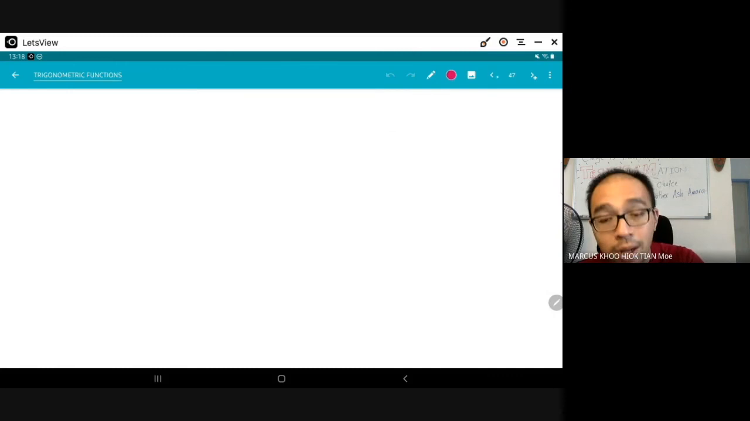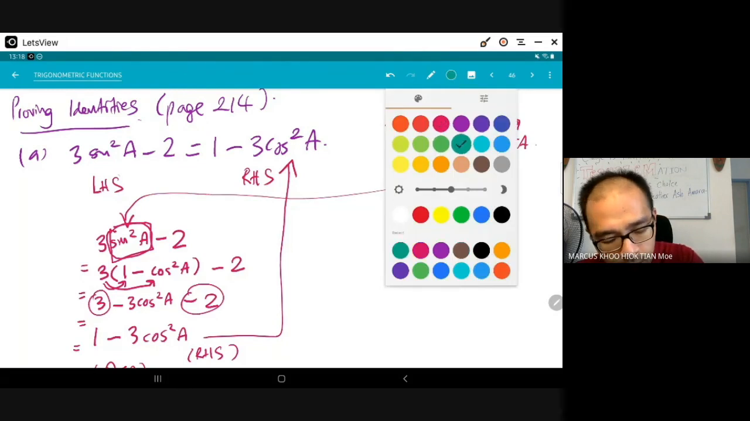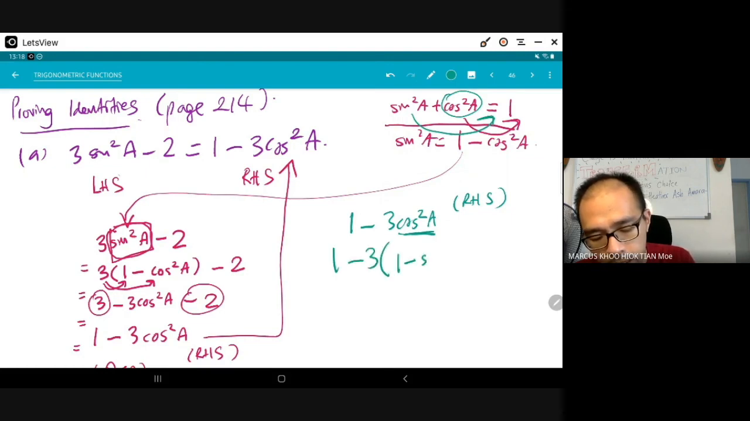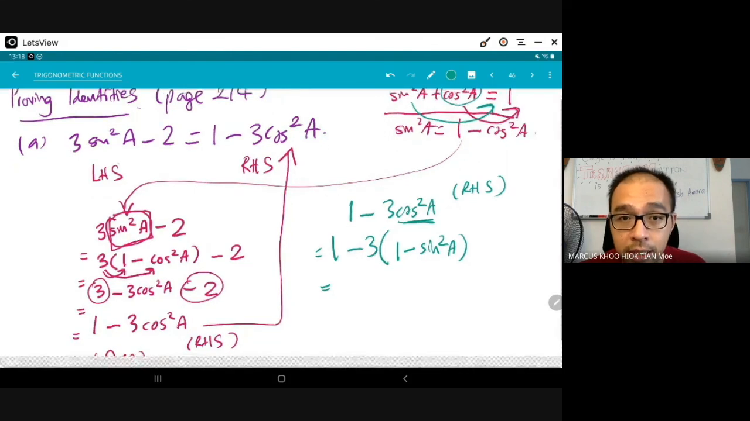Oh no, what if I start from the right hand side and I go to the left hand side? I can do the same thing if I want. Okay, right hand side is 1 minus 3 cos squared A. This is the right hand side. The only thing I can do is substitute the cos squared A. So cos squared A, I move the sine squared A across, I'll get 1 minus 3, 1 minus sine squared A.